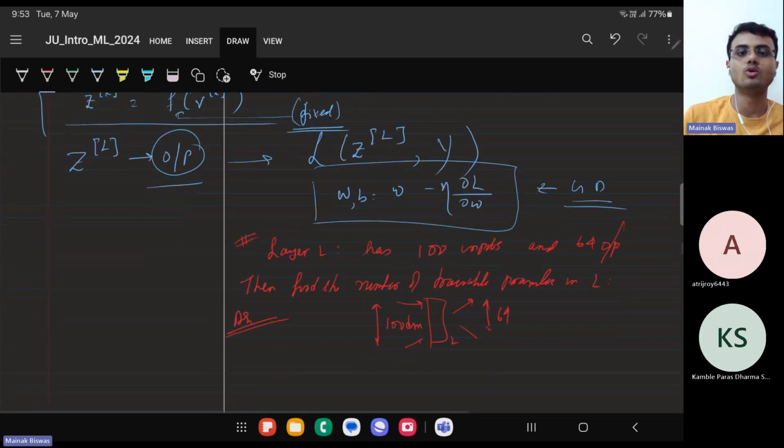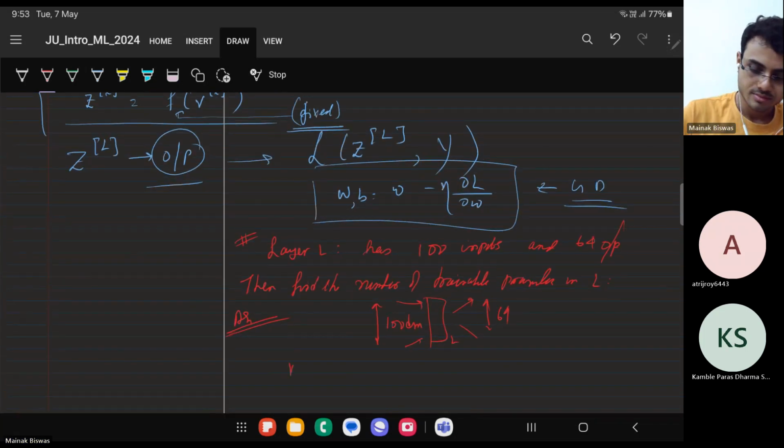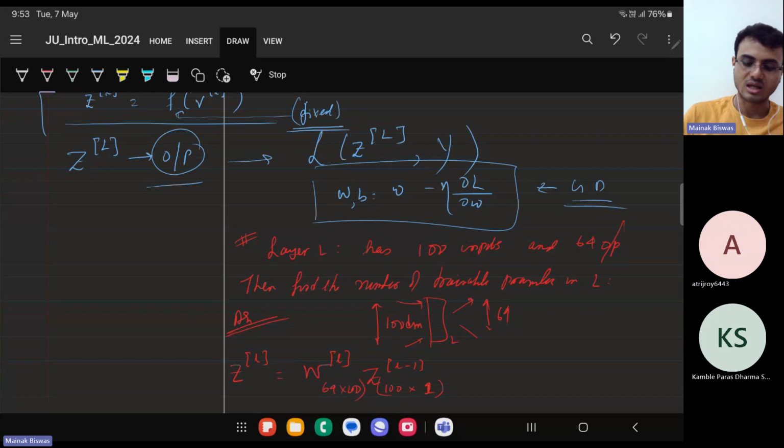Tell me, what is the W dimension then? Okay, then it should be 100 cross N. My Z is 100 cross N. Whatever, I can put one also, one data point. So what should be my W? This is your L minus 1 layer. What should be my W dimension so that I get 64 from 100? 64 equations, 100 unknowns.